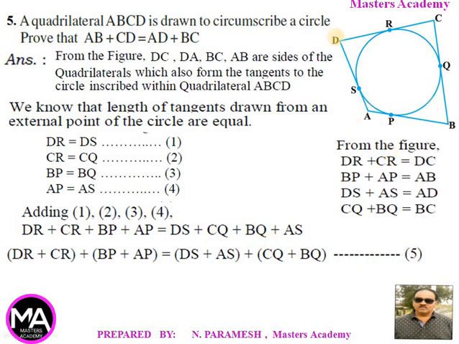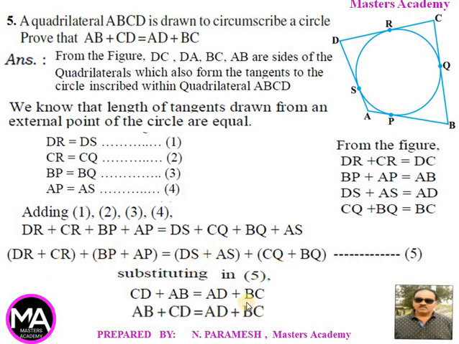From the figure, DC is equal to DR plus CR, AB is equal to AP plus BP, AD is equal to AS plus DS, BC is nothing but CQ plus BQ. Substitute the values in equation 5. CD plus AB is equal to AD plus BC. Therefore, AB plus CD is equal to AD plus BC.